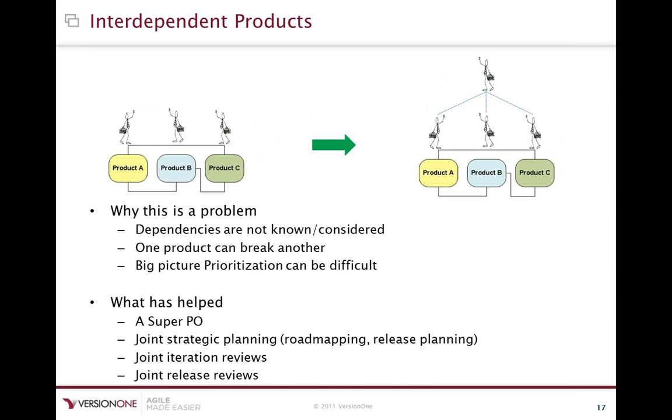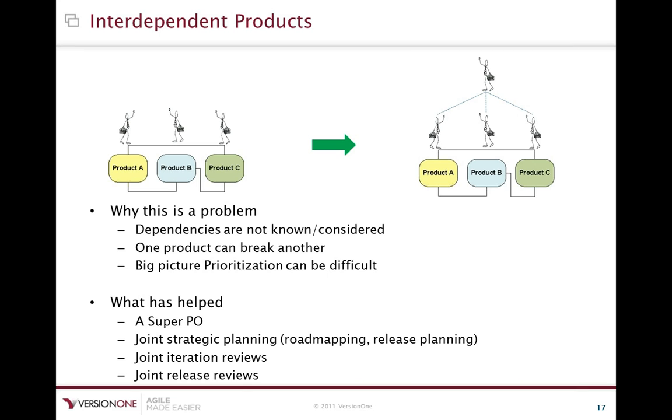The second one is interdependent products. This could be products that are intentionally put into a suite, say Microsoft Office, other software bundles that work in a suite and are meant to actually complement one another. And it could be just a situation where we have a lot of products that we put out and they happen to interact with each other and have interdependencies. And this can be a problem.